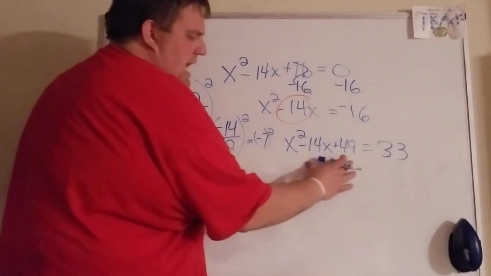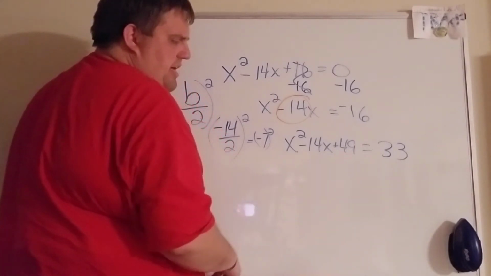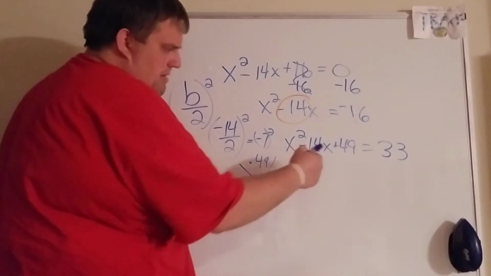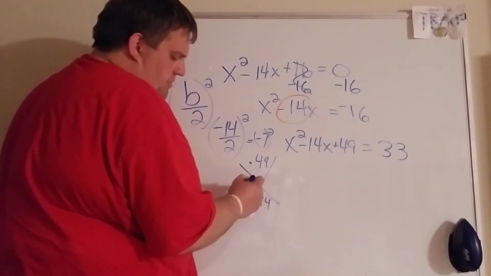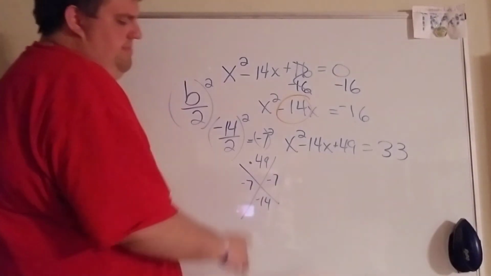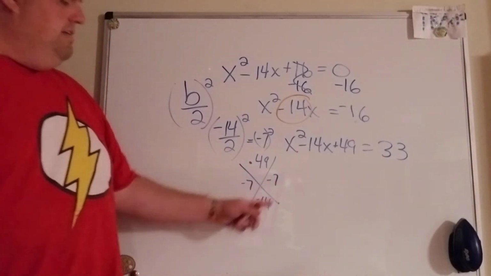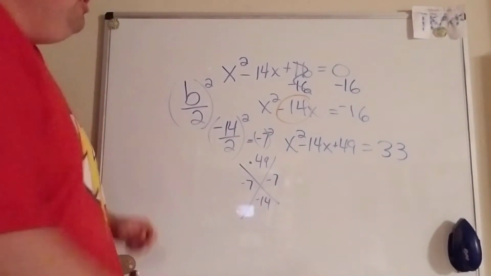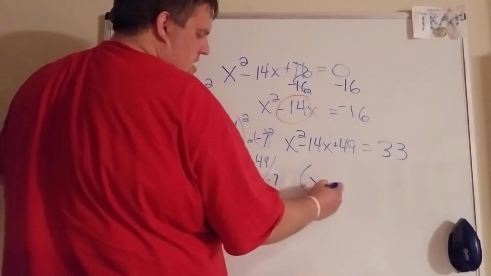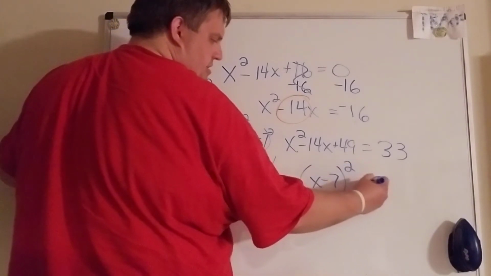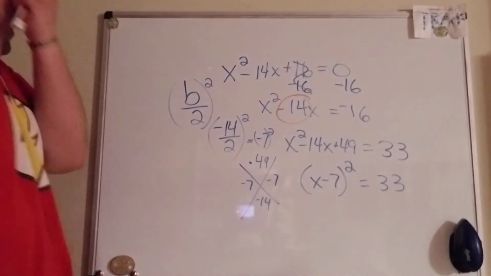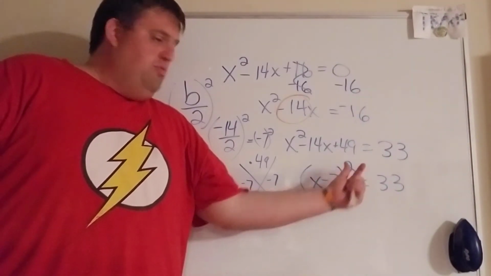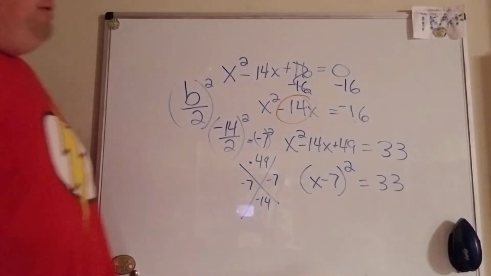And then this side is actually going to factor for us. If we look now, what multiplies to give you 49 but adds to give you negative 14? Well, of course, it'd be negative 7 and negative 7. Negative 7 times negative 7 is 49. Negative 7 plus negative 7 is negative 14. That's my perfect square. So really what I can do is make this side x minus 7 squared equals 33. So I'm going to factor the left side, and it's always going to be a perfect square, meaning this factor squared. Now, here's the weird part.